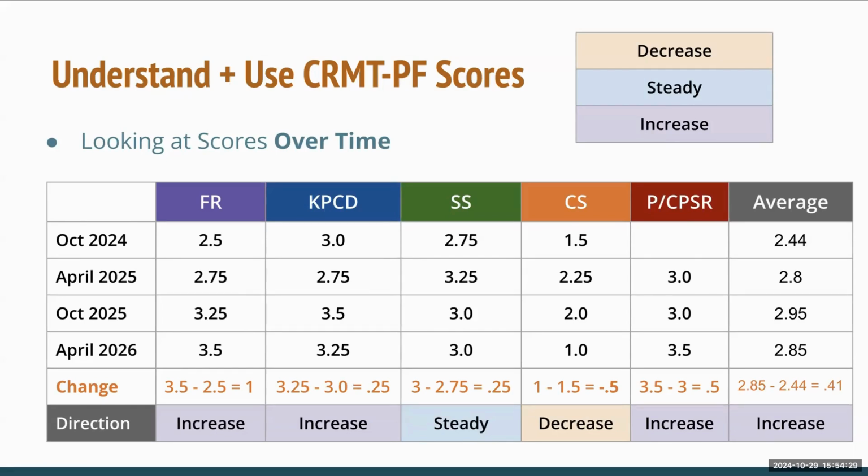It's also helpful to notice that their scores had been increasing between October 2024 and April 2025, but then fell for the next 2 rounds, and now they are even lower than where they started. This could be a helpful conversation starter with that family to see what is going on.